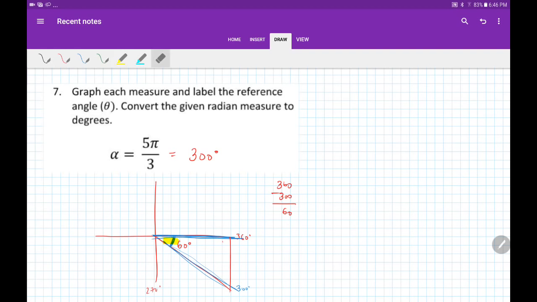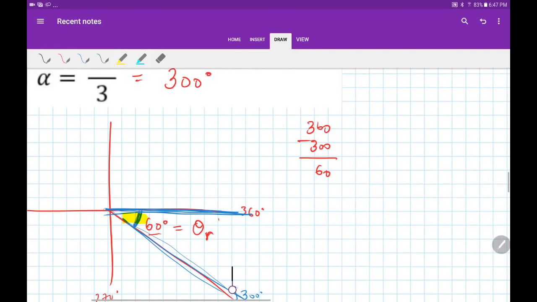Oh, we're actually done. I don't know why I thought there was more work, but that's it. We graphed it. There it is in our fourth quadrant. And then we labeled the reference angle as 60 degrees. So let's call that theta r, which stands for the reference angle. And you're done.